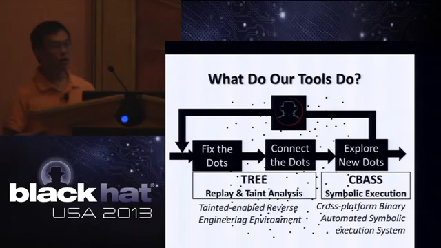So in a way, we design our tools to support all these three challenges. Particularly, our front-end tool, Tree, will use replay techniques to support fixing the dots. And we use taint analysis to support connecting the dots. Tree, together with CBASS, which is our cross-platform binary automated symbolic system, uses symbolic execution techniques to help you explore new dots.